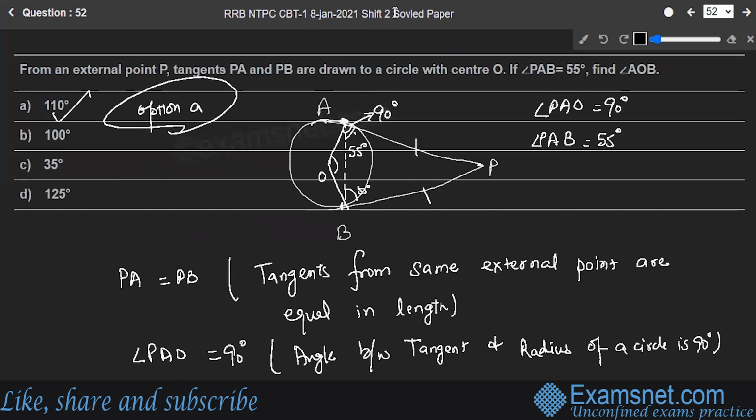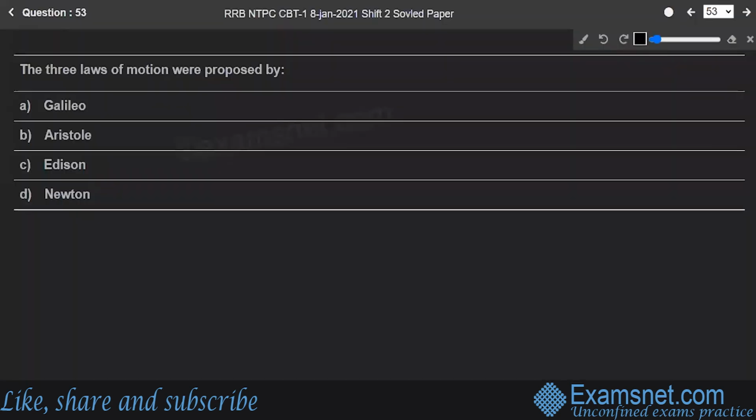Hope you understood this. Let's move to the next question. Question number 53. The three laws of motion were proposed by Galileo, Aristotle, Edison, or Newton. Well, they were put forward by Newton. Three laws were proposed by Sir Isaac Newton.